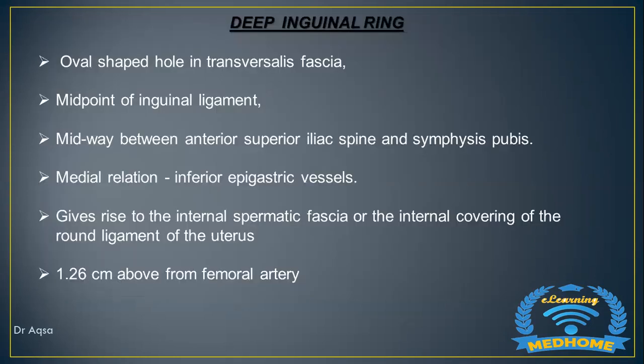Now, what is the deep inguinal ring? It's an oval shaped hole in the fascia transversalis. Now, what is fascia transversalis? It is the fascia which is covering the transverse abdominis muscle. That is known as fascia transversalis. And you can also say it is at the midpoint of the inguinal ligament.